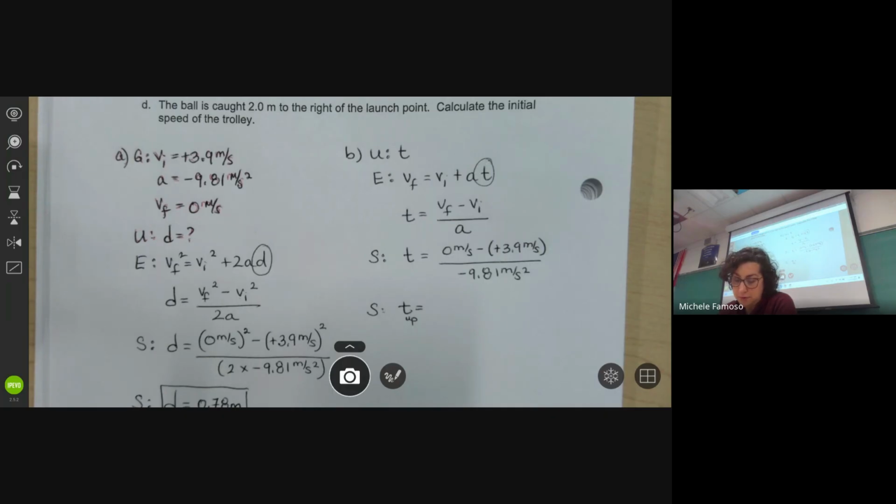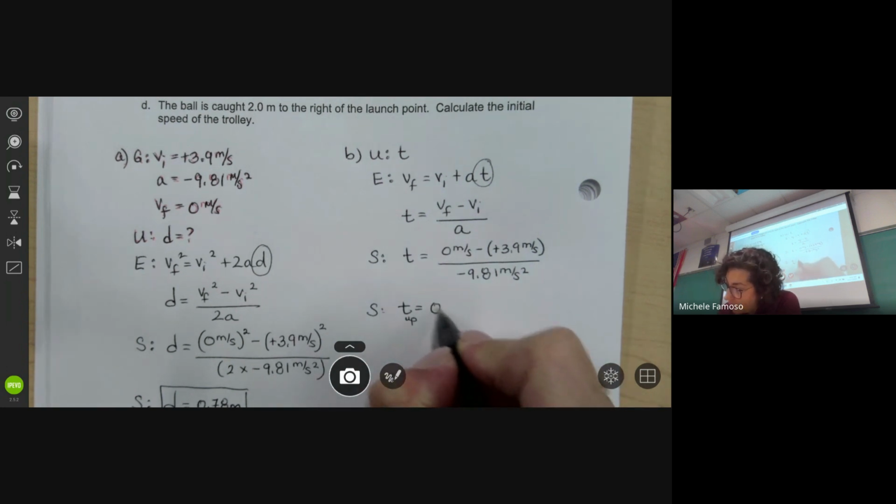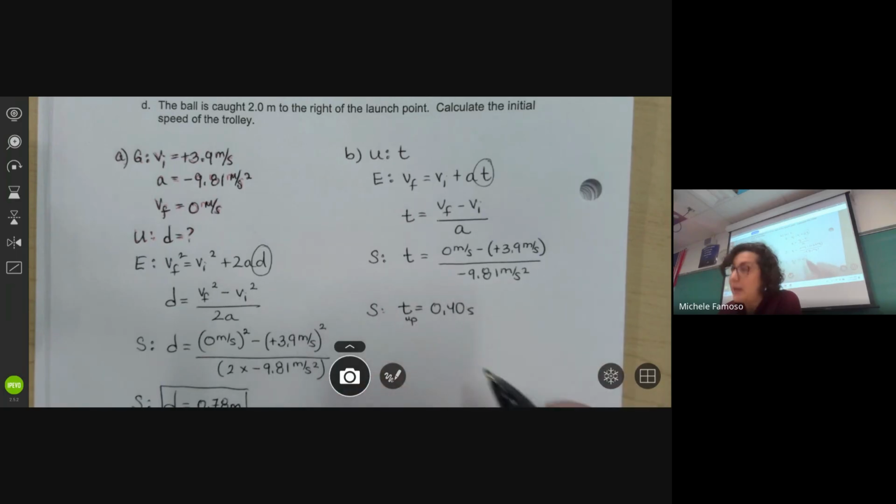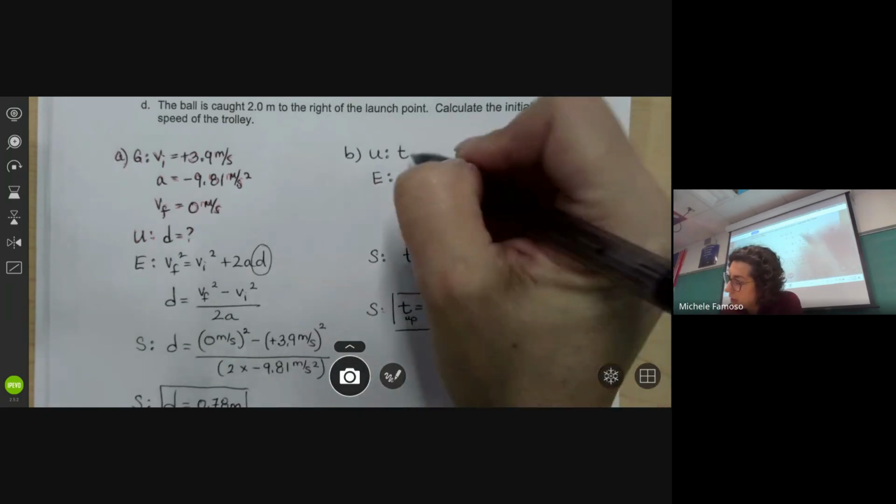Ryan, can you tell me what you got for your time? Nope. It is not 0.39. Ryder? 0.40, because the digit after the 9 is a 7, so you have to round it up. The time going up, which they asked for, was 0.40 seconds.